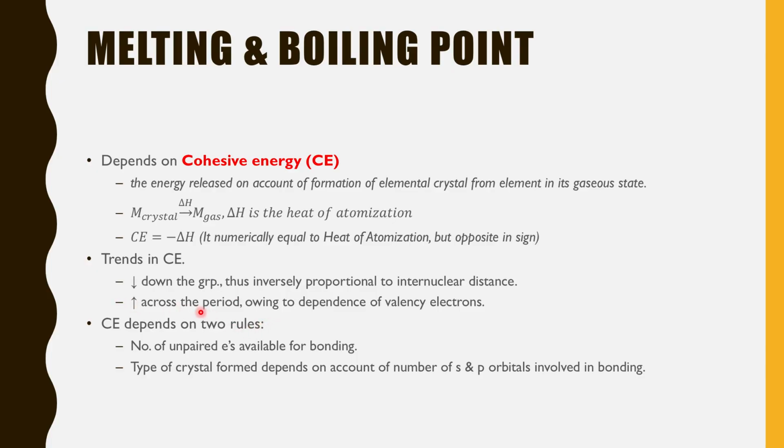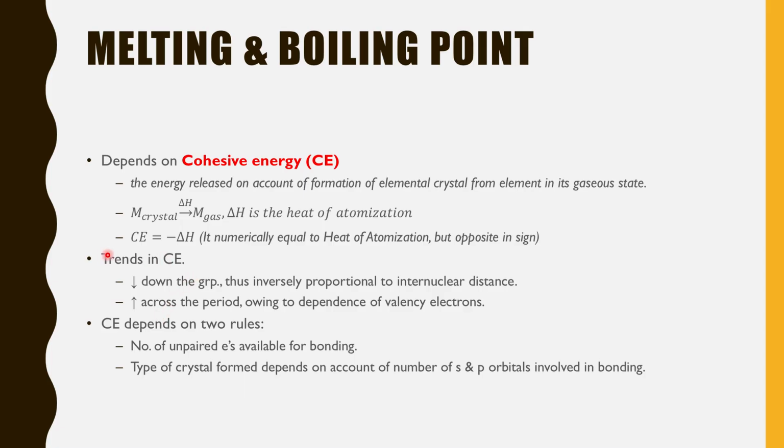Then across the period, the cohesive energy increases owing to the dependence on valence electrons, that is, the number of electrons that are available for bonding increases as you move from the left to the right of a periodic table. So that is why across the period the cohesive energy increases. Down the group it decreases, across the period it increases. This is a general trend that you find when we discuss cohesive energy.